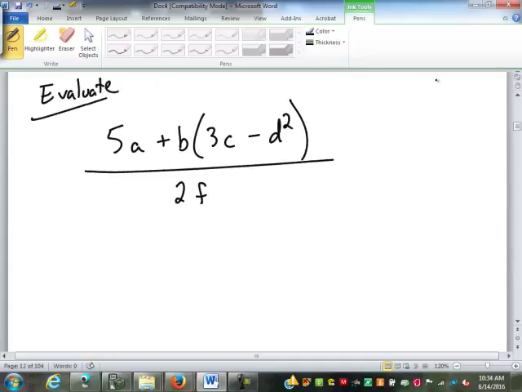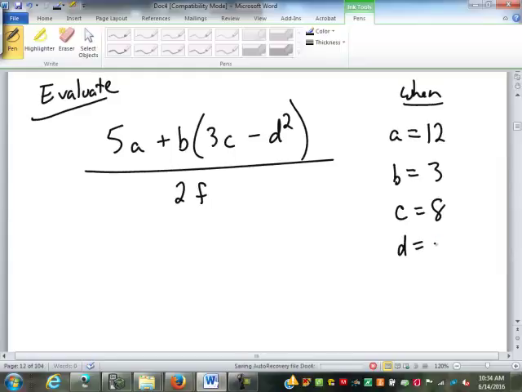So evaluate this when A equals 12, B equals 3, C equals 8, and D equals, oh, let's go with 3. All right, let's go with 2, sorry, for D. And F equals 2. So try that in your notes. See what you come up with.